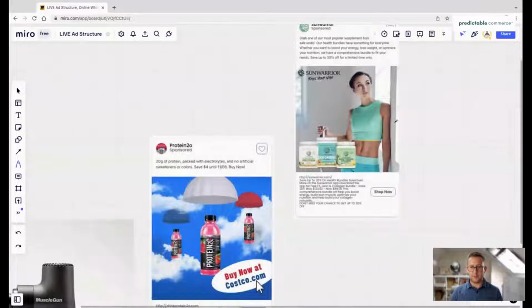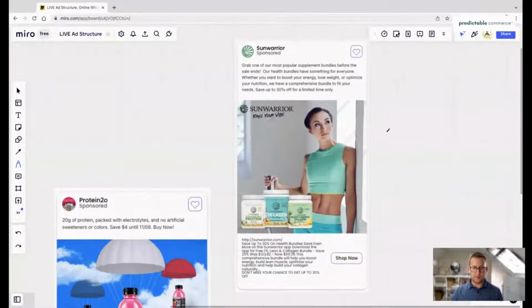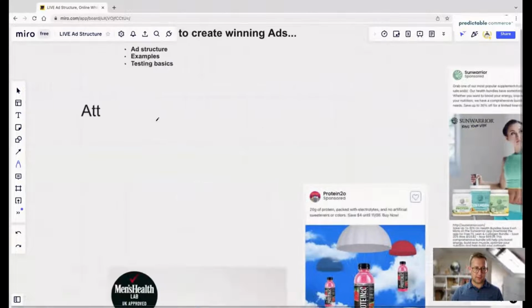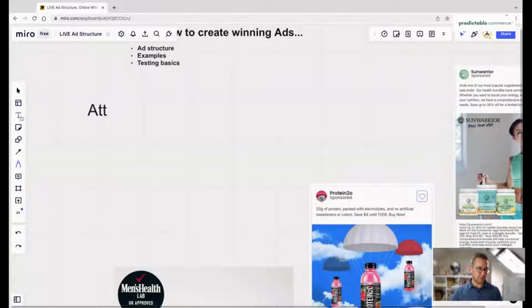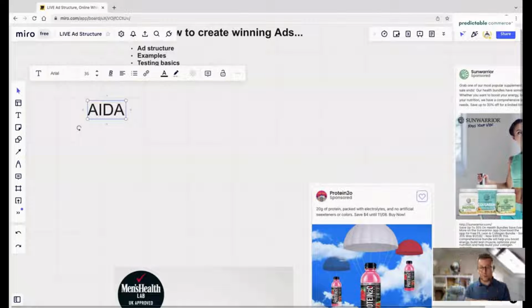So we're going to look at these first two here, right? What we're going to see is a formula that I'm going to be teaching you today. Now, you may have heard of it, you may not, but either way, it's a very simple formula. It's called AIDA. And if you're just starting out doing ads, or if you've been running ads for ages, AIDA is still one of the better ways of getting your point across and getting people to take action. AIDA stands for attention, interest, desire, and action.